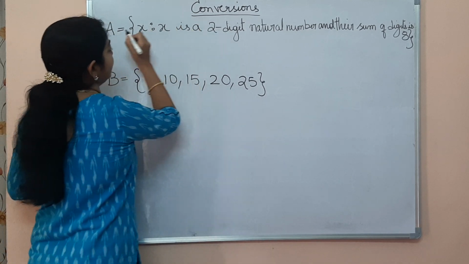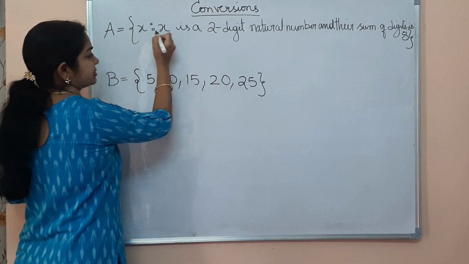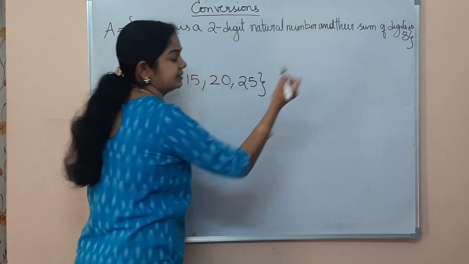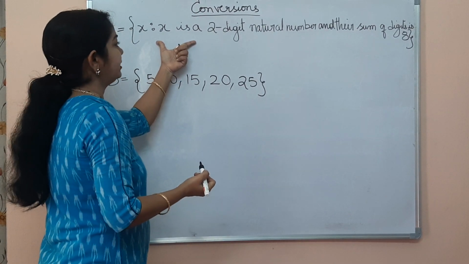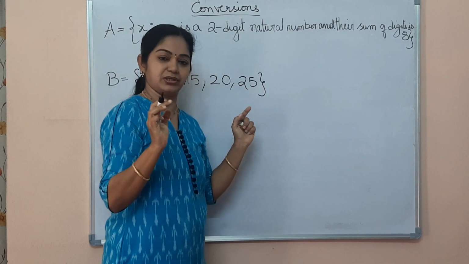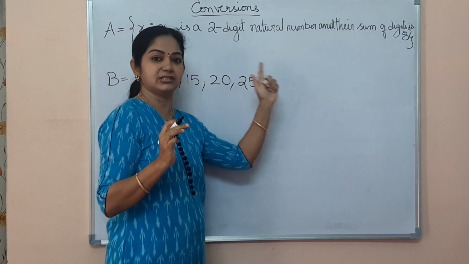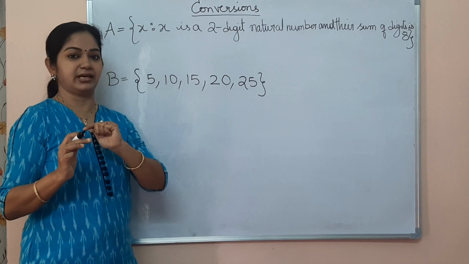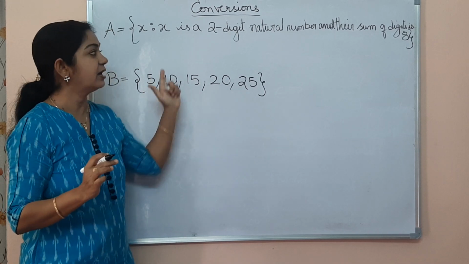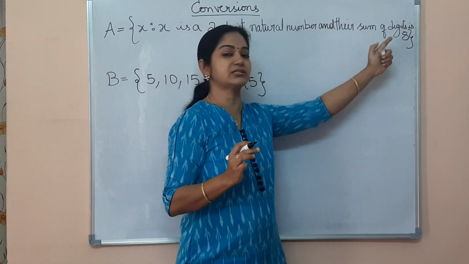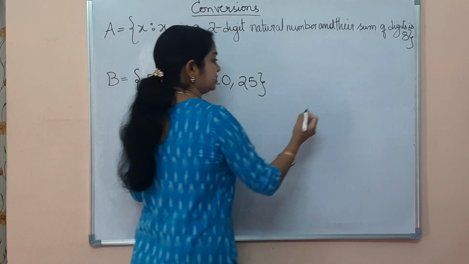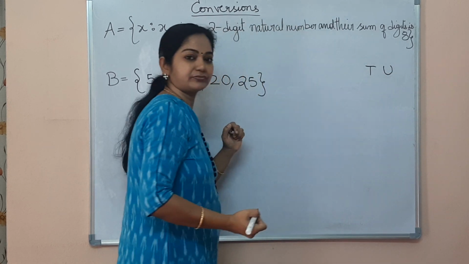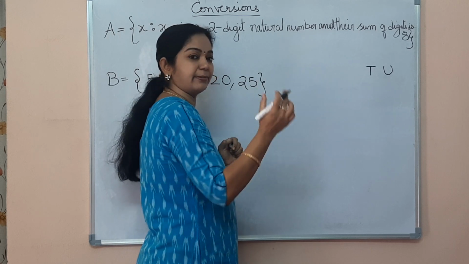Here A is a set of x such that x is a 2-digit natural number and the sum of its digits is 8. This whole set contains 2-digit natural numbers, that means from 10 to 99. Those are all 2-digit natural numbers. But there is another condition, that the sum of the digits is 8. Let us take here the tens place and the units place. The sum of the digits of the 2-digit number should be 8.